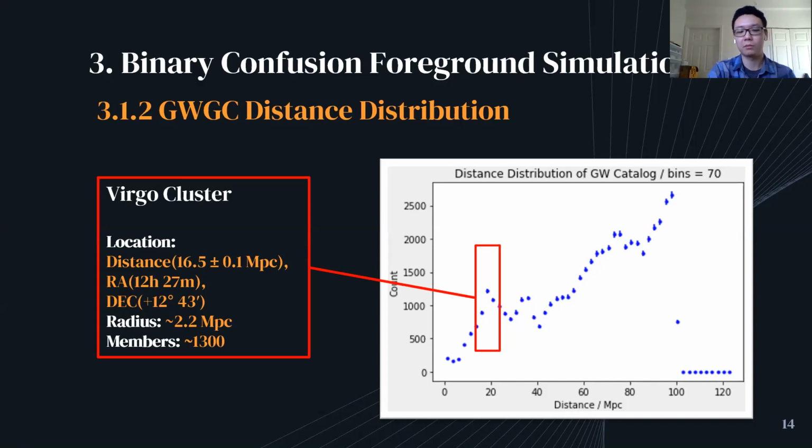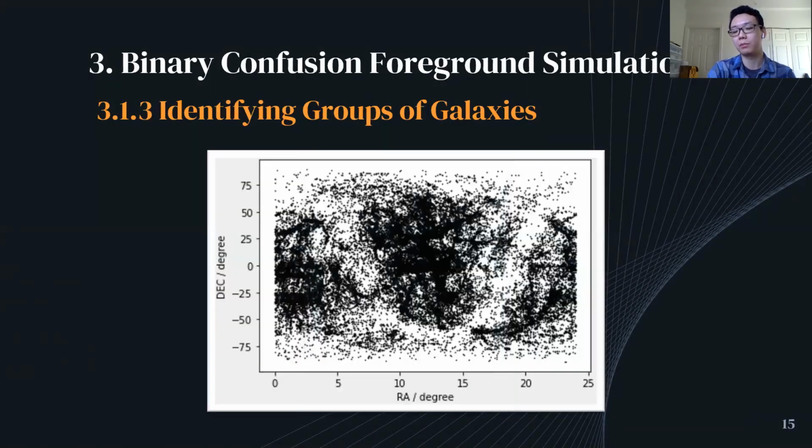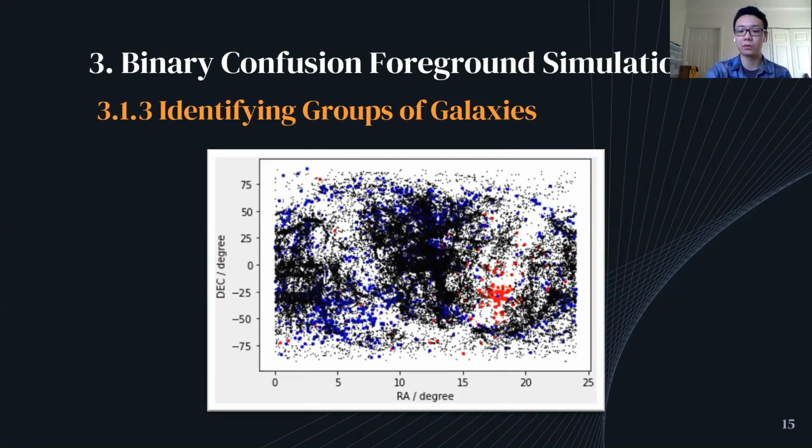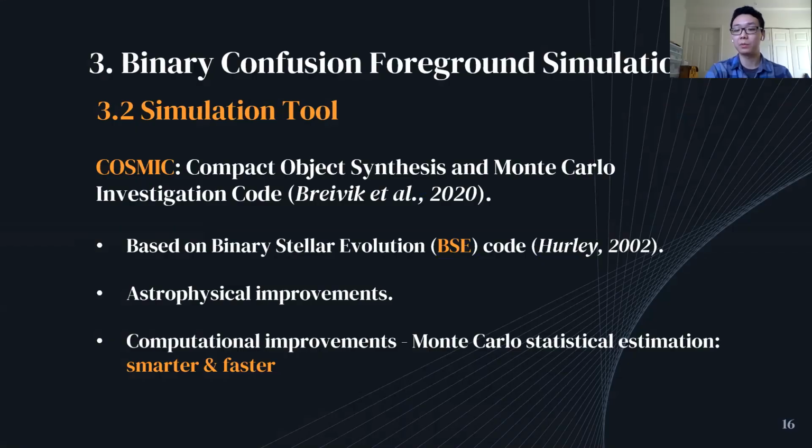So with that, back to the map, this is a process of identifying groups of galaxies from the optical observations catalog. For instance, we are seeing the globular clusters, Virgo clusters, and having the information of our potential sources ready, we will move on to the simulation. Here we introduce the simulation tool we use to generate the binary population, COSMIC.